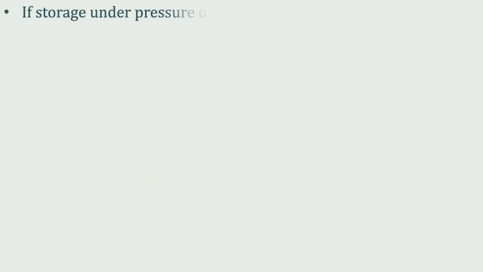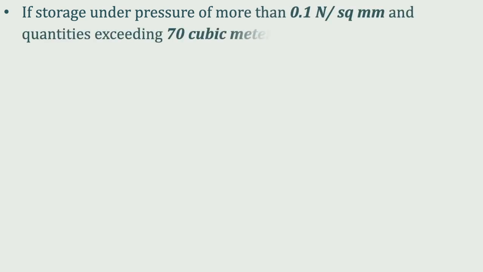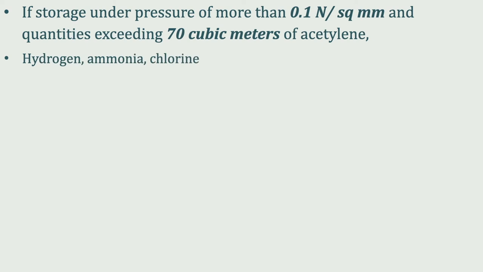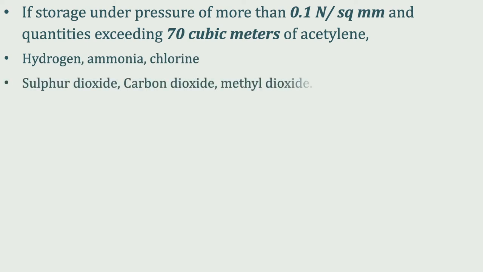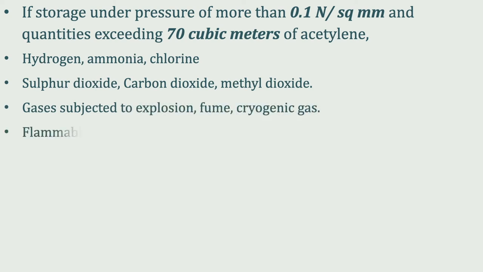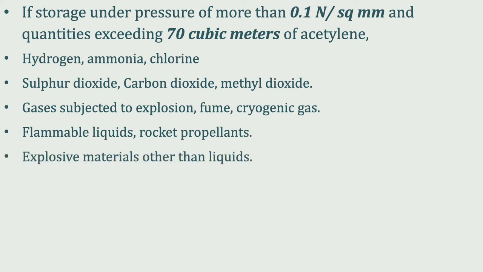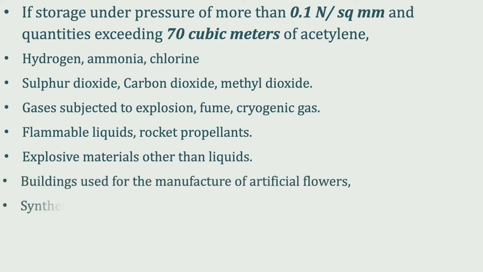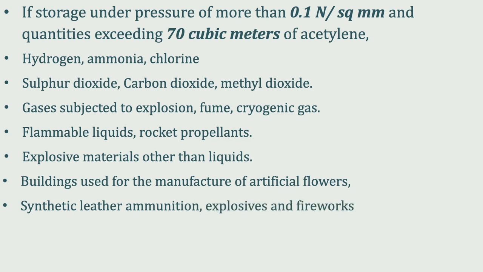If storage under pressure of more than 0.1 Newton per square millimeter is there and quantities exceeding 70 cubic meters of acetylene, hydrogen, ammonia, chlorine, sulfur dioxide, carbon dioxide, and methyl dioxide, gases subjected to explosion, fume, cryogenic gas, flammable liquids, rocket propellants, explosive materials other than liquids, buildings used for manufacture of artificial flowers, synthetic leather ammunition, explosives, and fireworks, all can be stored in a building which belongs to this class.